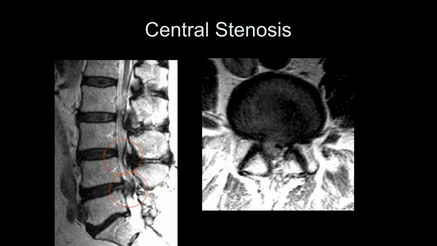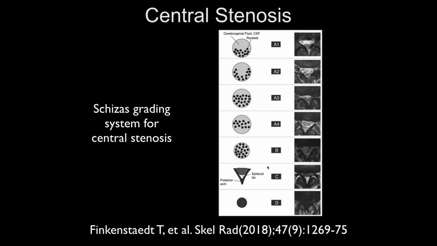So that's central stenosis. And like everything else in the world, there's a grading system for central stenosis. Here's one where basically you have plenty of fluid around the nerve roots, and there are different degrees here. But basically, as long as there's ample CSF surrounding the nerve roots and it's bright on the T2 weighted images, that's probably not going to be symptomatic for central stenosis.